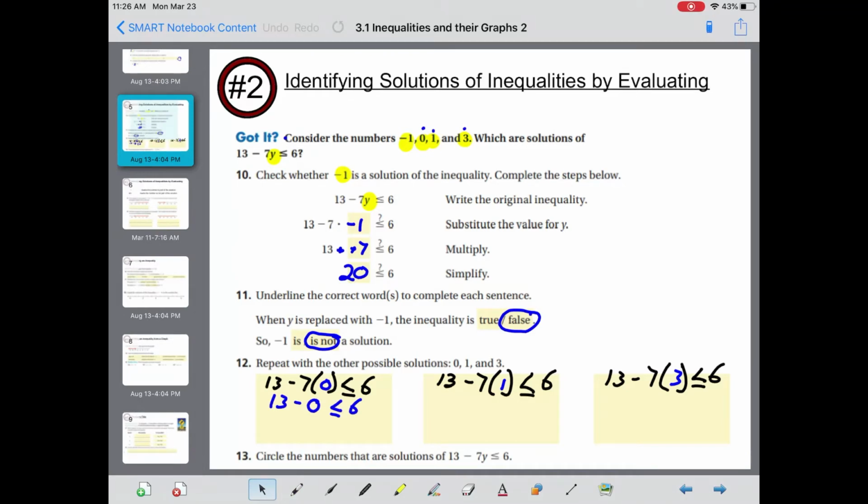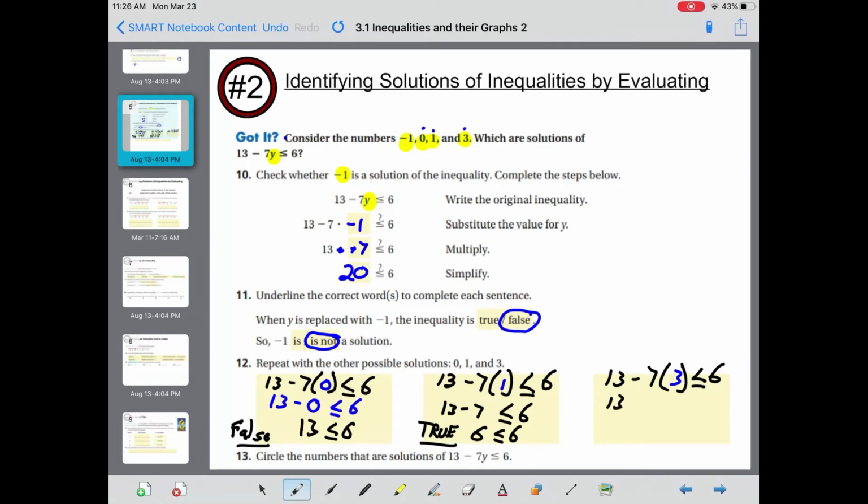13 minus 0 is 13. And 13 is less than or equal to 6. Well, that's false. 13 is greater than 6. So 0 is not a solution. 13 minus 7 times 1, well, 7 times 1 is 7. And 13 minus 7 is 6. Is 6 less than or equal to 6? Well, yes, 6 is equal to 6, so that's true. So 1 is a solution, so go ahead and circle 1 for number 13.